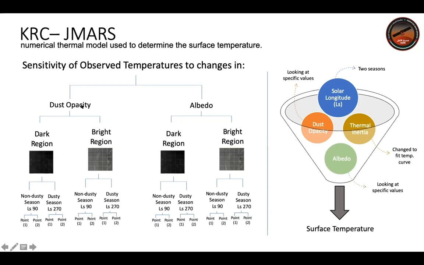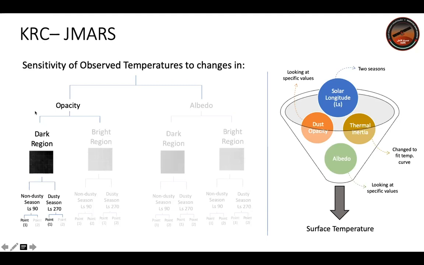In both scenarios, I'm looking into a bright region as well as a dark region. Within those regions, I'm focusing on a dusty season, that is LSBS 270, and a non-dusty season, which is LSBS 90. Under each scenario, I'm looking into different points to get more context. Here, I will showcase the work that has been done for opacity, for example purposes.